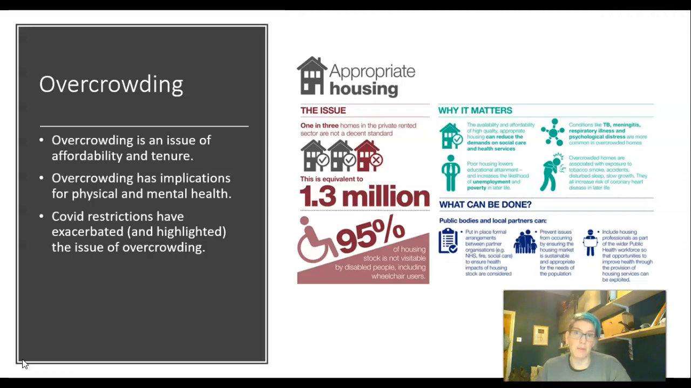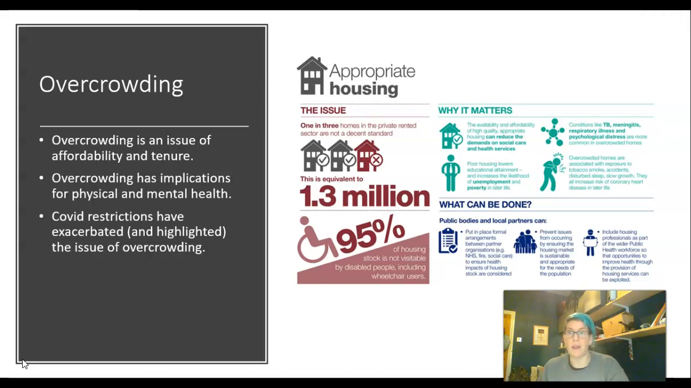Quite often the overcrowded properties won't have very big gardens, as well as being overcrowded. There's no private outdoor space to go to. They'll tend to be in areas with relatively low levels of public green space. And also very specific issues, like homeschooling and working from home.